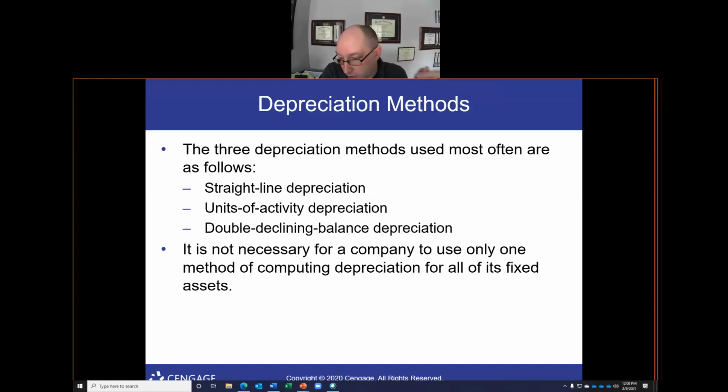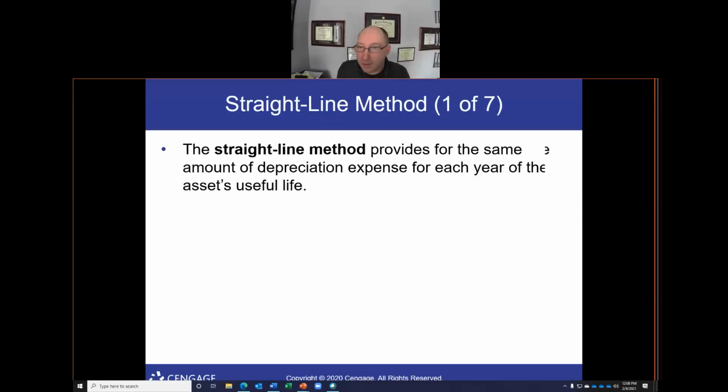So here's how it works. You select one method for each asset. For the dump truck, I'm going to use straight line. For the forklift, I'm going to use units of activity. For the steamroller, I'm going to use double declining balance, and so forth. So in other words, you don't have to use the same method for all of your fixed assets. You can use different methods, but you have to use one method per asset. That's what that means.